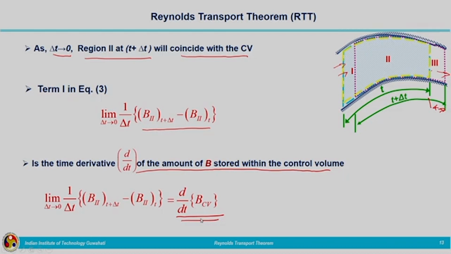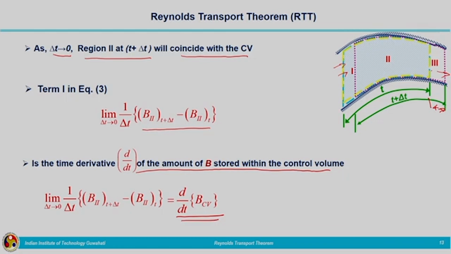Regarding the first term which we got, we started with the time rate of change of extensive property within the system. When we wrote the expression for it, we made use of the principle of limits, and then we got the right hand side consisting of two terms. We are dealing with both the terms separately. We considered term 1, the property related to the control volume, and we got the expression corresponding to term 1 as the time rate of change of extensive property stored within the control volume, d by dt of B CV.